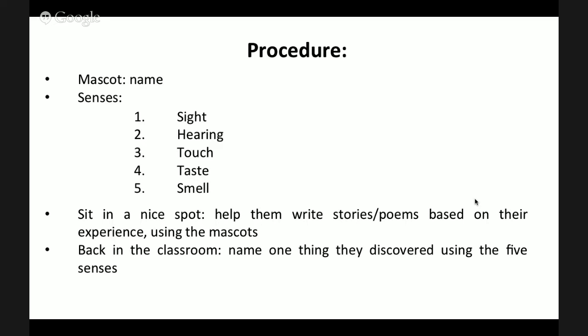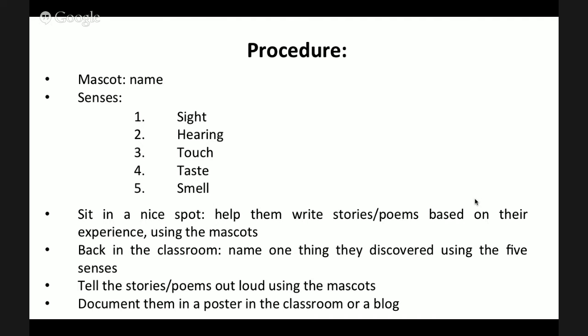Back in the classroom, you can ask the children to tell you the 5 different senses. Ask them to name one thing that they discovered using the 5 senses. And ask them if it's useful to have the 5 senses, and name a situation in their day when it's important to make use of each of the 5 senses. You can tell them stories, or if they wrote poems, read them out loud using the mascots. And you can document them in a poster in the classroom, or if you use technology, you can document everything on a blog. If you have your own teaching blog, or the blog of the school or of the classroom, that's a good opportunity to do so.